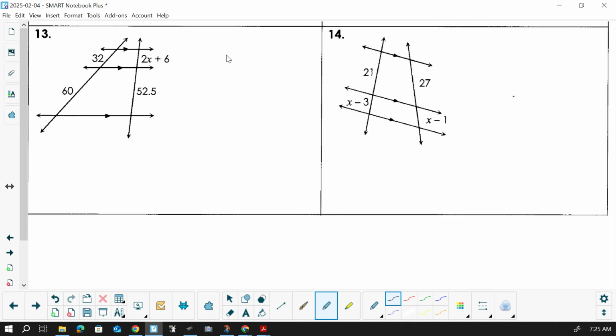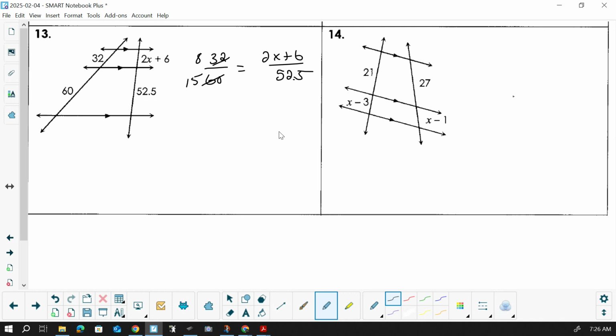All right, the next one, 32 over 60, 2x plus 6 over 52.5. That could be simplified. Let's see here. What's the biggest number that goes into both those? Does 8? No. Does 4? Yeah, 4 goes into both. 4 goes into this 8 times. 4 goes into this one 15. A little easier. 52.5.